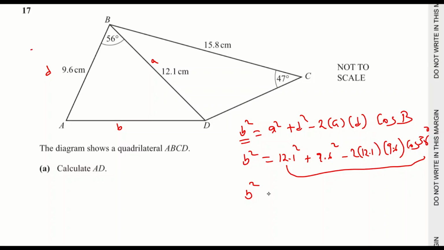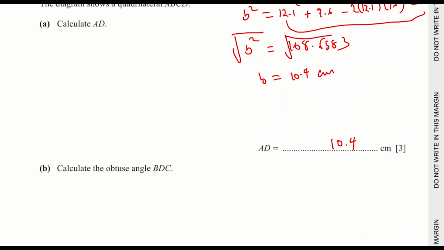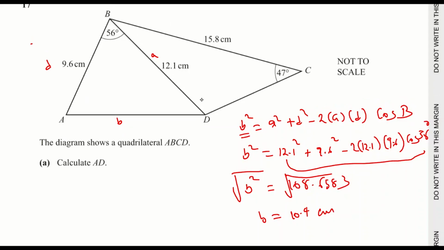So you see that b squared is equal to 108.6583. You can take the square root of both sides, so b will be equal to 10.4 centimeters. So that will be the value of b, which is AD, 10.4 centimeters. So part B, calculate the obtuse angle BDC.